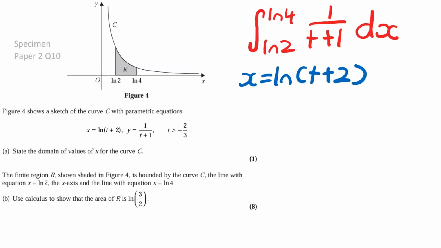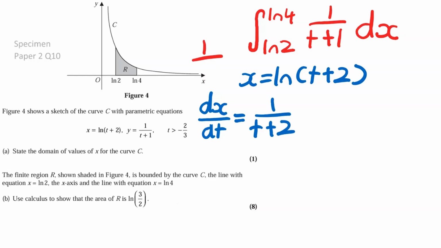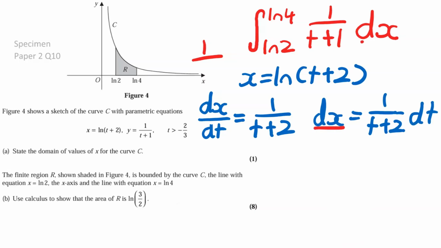So if we first focus on subbing out this dx here, we need to differentiate x is equal to the natural log of t plus 2, so this is going to be dx over dt is equal to, and then remember when you differentiate a natural log it becomes 1 over like this here, so it's going to be 1 over t plus 2, and then if we multiply both sides by dt we get that dx is equal to 1 over t plus 2 dt. So we can sub out this dx here for this 1 over t plus 2 dt like this here.